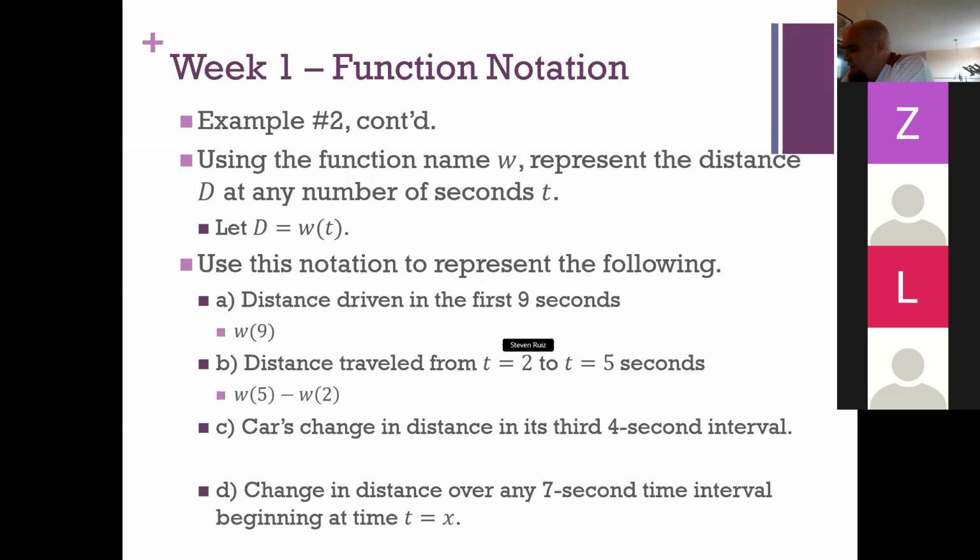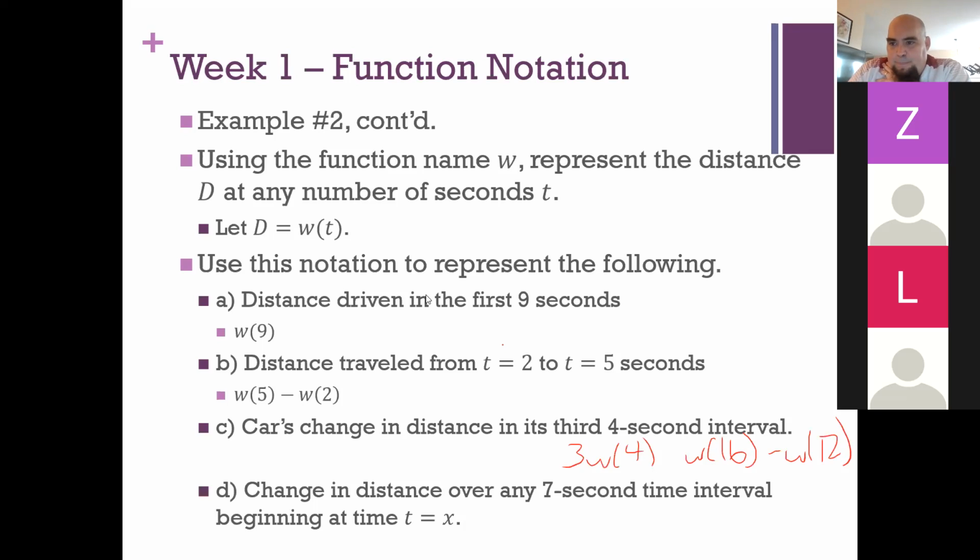So I've heard a couple of things here. 3 times W of 4. And I'm sorry, what was the last one? Was it W of 16 minus W of 12? Yeah. Okay. How do we feel about either one of those two, or do we think it could be something different?